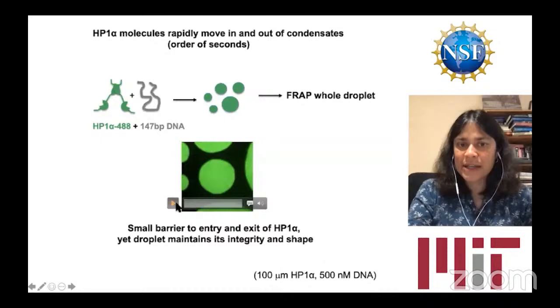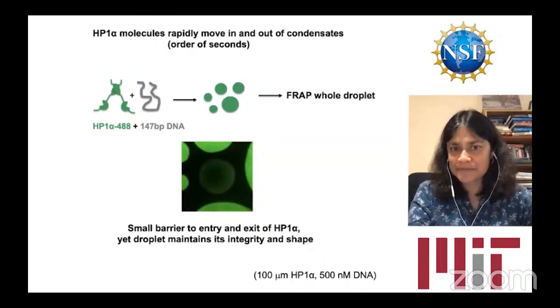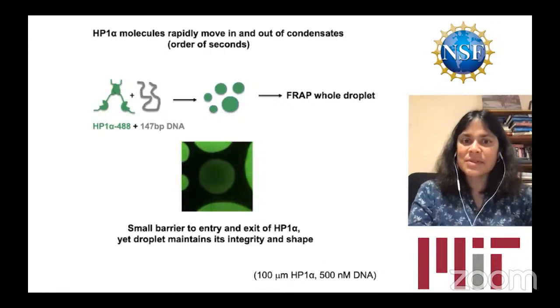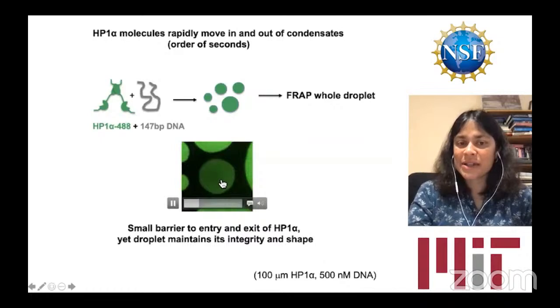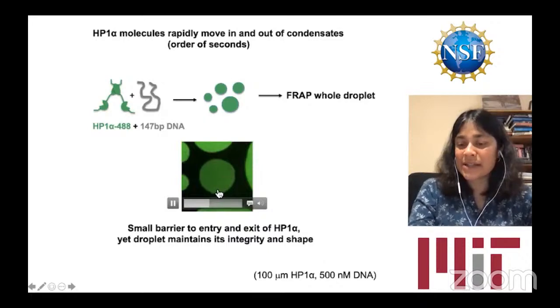And what I'm showing you next is the movie of this FRAP experiment. See, the droplet is FRAPped, and this is real time. Within seconds, HP1 molecules have recovered. Okay. Now, what is interesting about this simple experiment is that you can see that there's a very small barrier to the entry and exit of HP1 alpha molecules, yet the droplet maintains its integrity and shape.